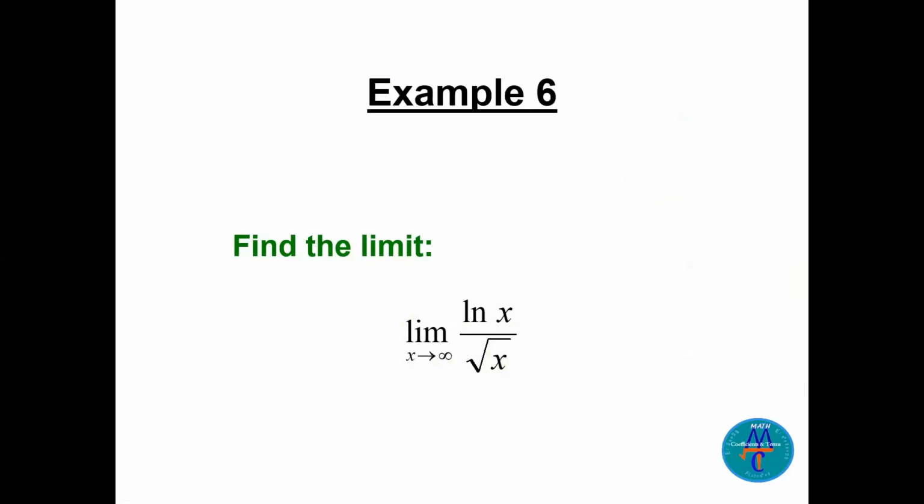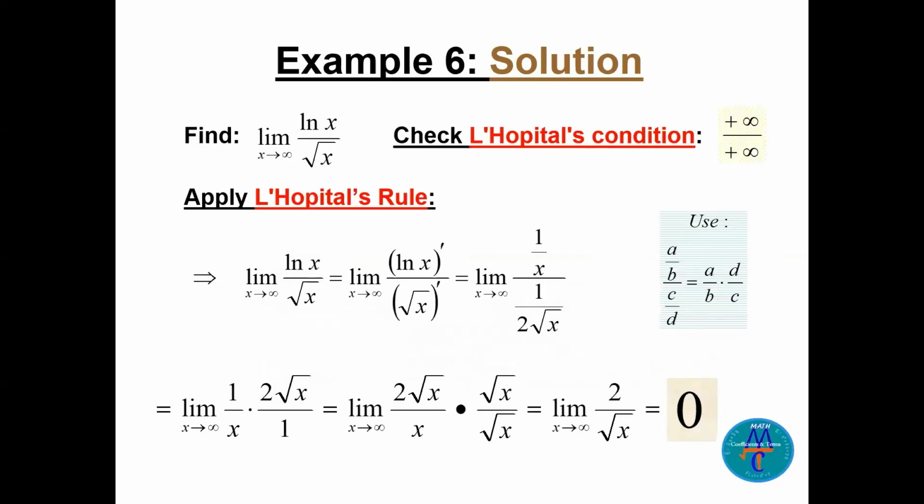Let's see another one. Find the limit of ln of x divided by square root of x as x goes to infinity. Check the condition. ln of x as x goes to infinity, we know the graph, it will be plus infinity. Square root of x also as x goes to infinity will be plus infinity. So L'Hopital's condition applies here, so we can apply the rule.